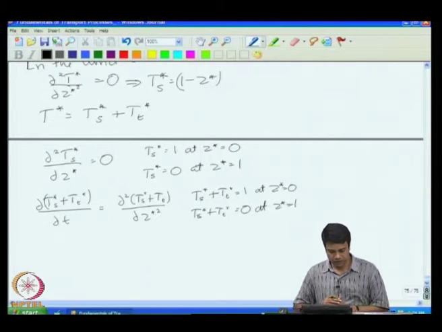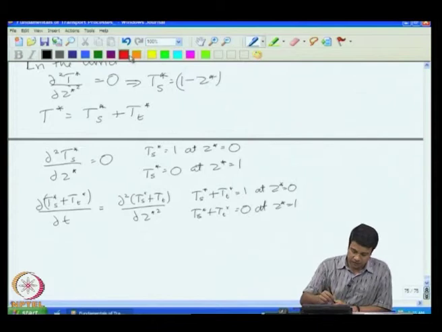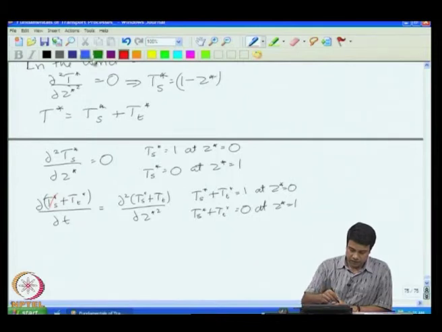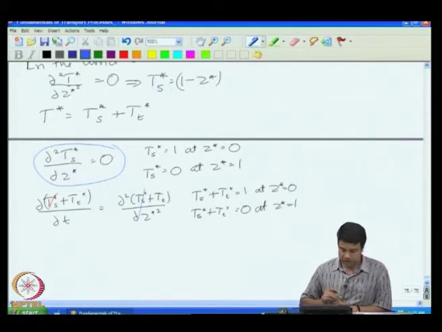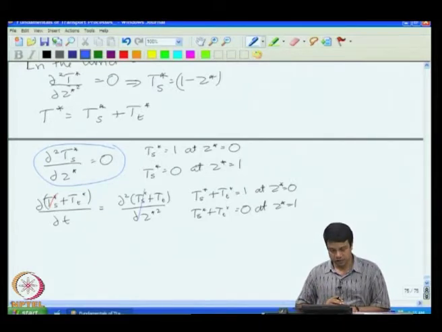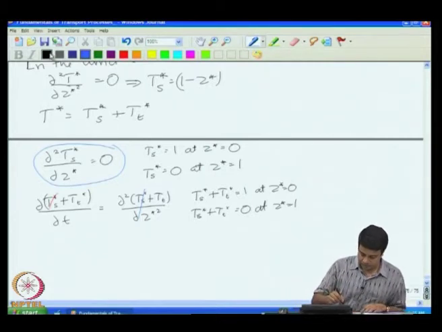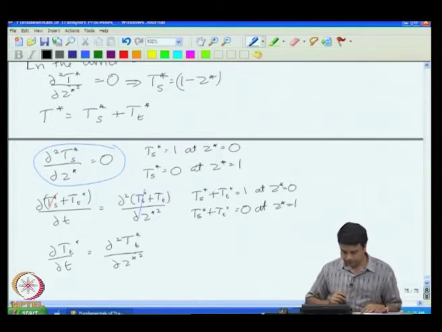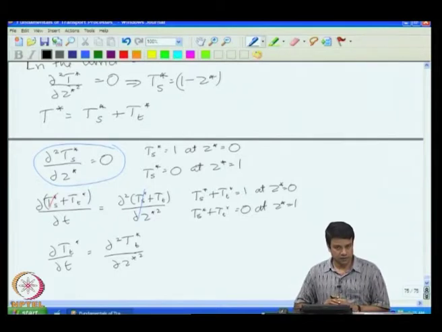Now, the steady temperature is by construction independent of time. So, the time derivative of the steady temperature is identically equal to 0. In addition, I have my equation for the steady temperature as the second derivative, so this d square T steady by dz square is also equal to 0. Therefore, for the transient part of the temperature, I have dT transient by dt is equal to d square T transient by dz square. So, that is the equation for the transient part of the temperature.